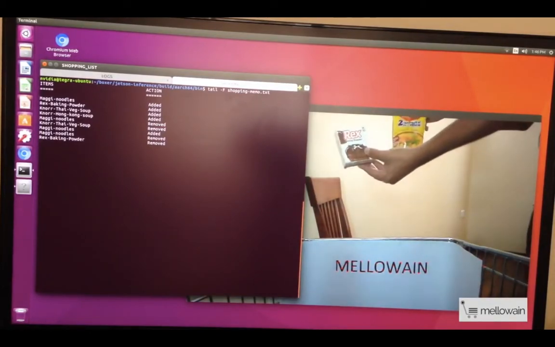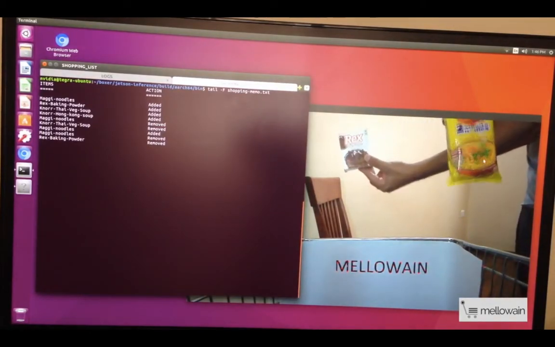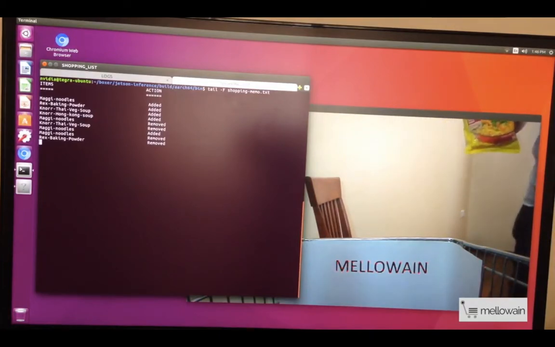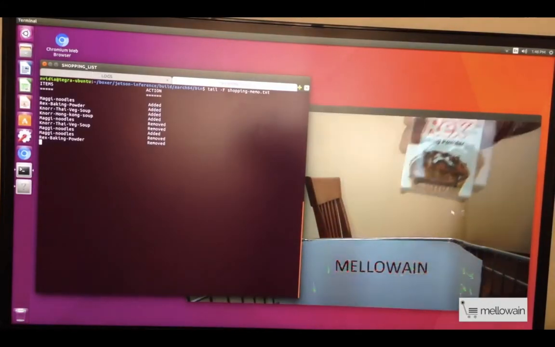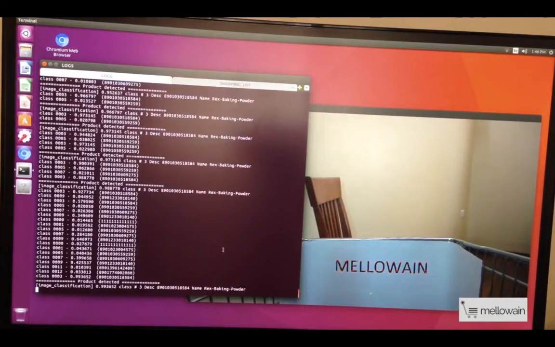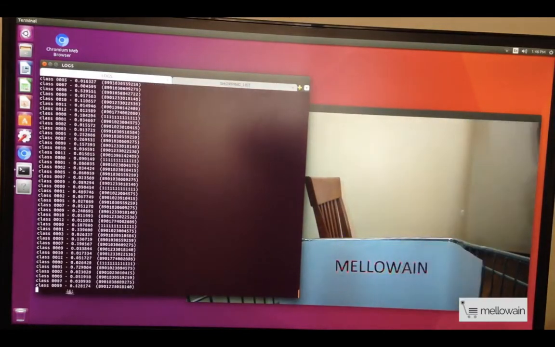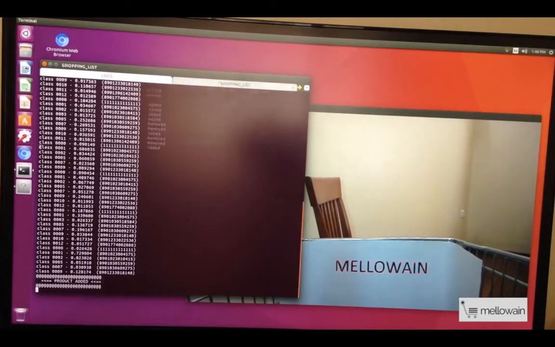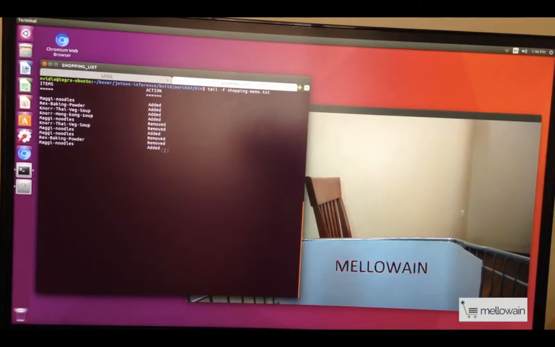Now we will test it with two different tricks. We are showing one product to this camera for scanning, and let's see whether our verification system works or not. We have shown it Rex. You can see the camera read it as Rex baking powder, but it has not added it yet. Now we will drop one Maggi noodles packet on the platform and the product will be added. And as you can see, it adds Maggi noodles and not Rex baking soda.